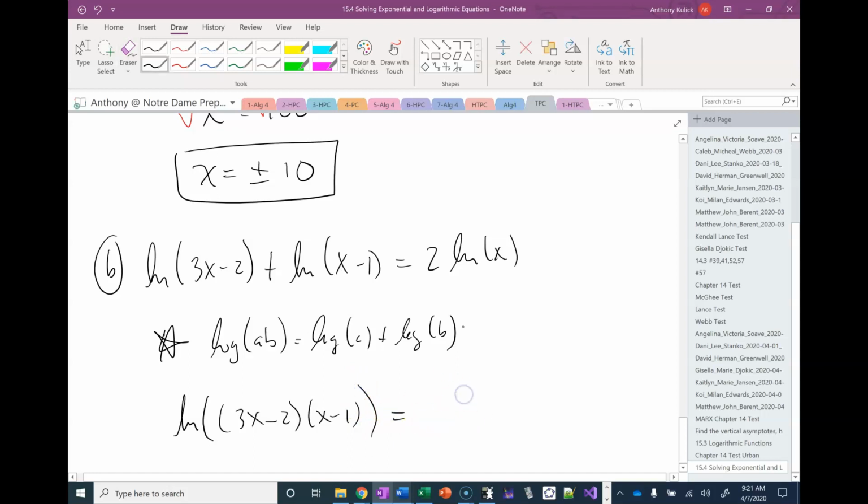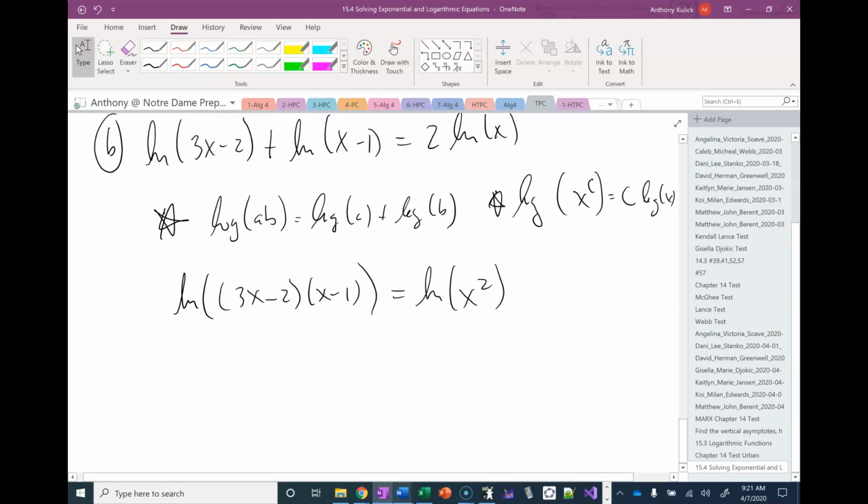So I'm going to use that in reverse to condense these into the single logarithm. And as long as I'm at it, I'm going to use the power property over here to get rid of this coefficient of 2, because that's going to also make my life a little bit easier. Remember, the power property said the log of x to the c is c times log of x. So I can use the power property here to rewrite that as the natural log of x squared.